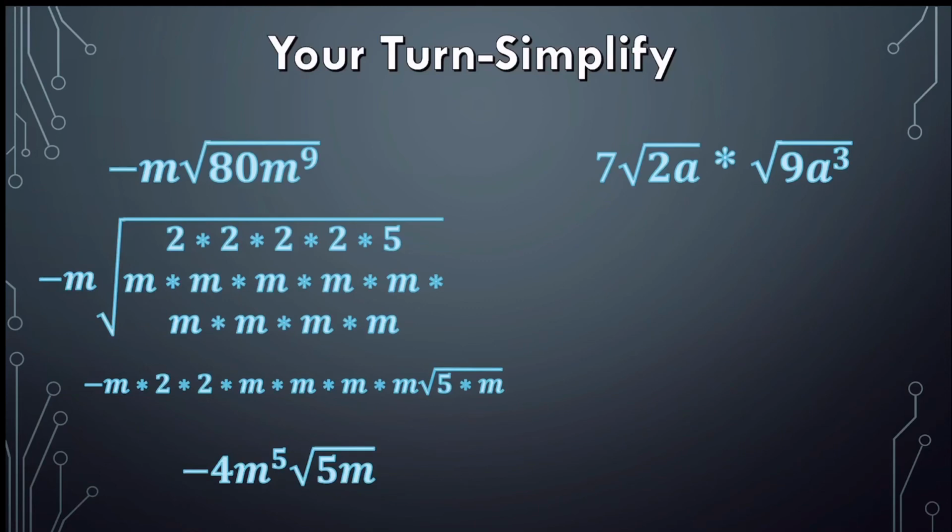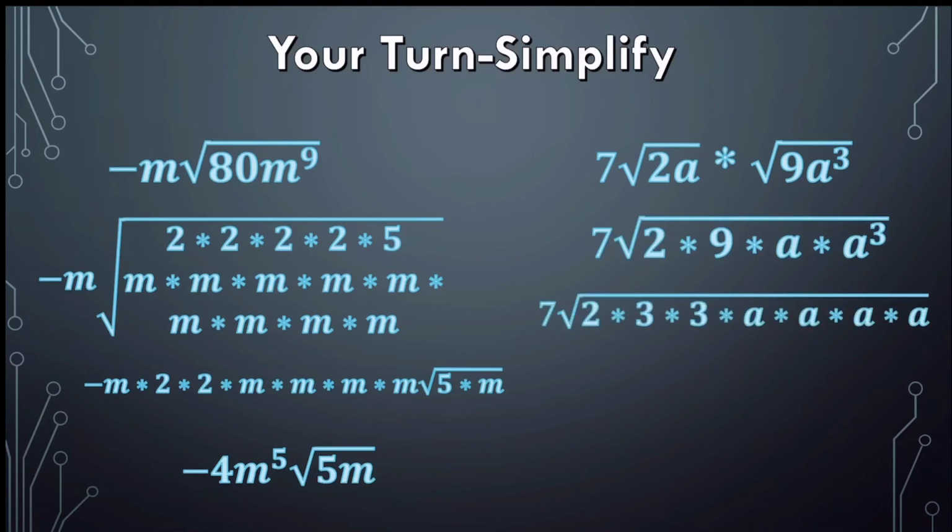Did you get that? Okay. Let's try the next one. Remember, I put my numbers outside and everything under one big radical. Then I'm going to break things down because sometimes you might already see a pair, but I don't. So I'm going to break down 2, 3, 3, and then there's 4 a's. So what's going to come out is a 3 and 2 a's. So that I have 21a squared, square root of 2.